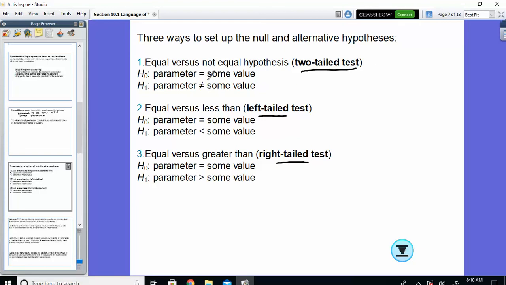Two-tailed is when it's not equal to something for the alternative. That means it could be bigger, it could be smaller, so it involves both tails. Left-tailed is saying your parameter is less than something. If you want to be smaller than this, that's to the left, so that's called a left-tailed test. A right-tailed test is saying your parameter is greater than something, so that's to the right. So two tails if it's not equal to, and then it could be either left or right, depending on if we're talking about less than or greater than.